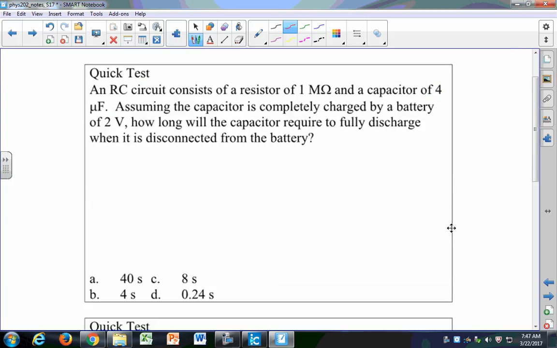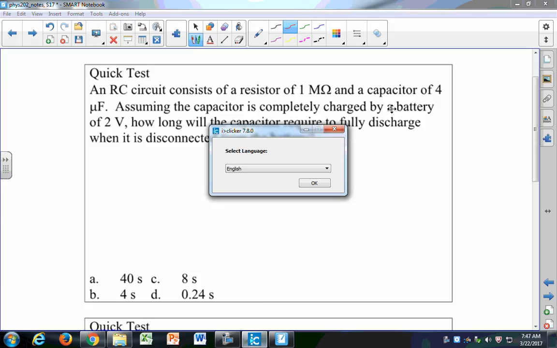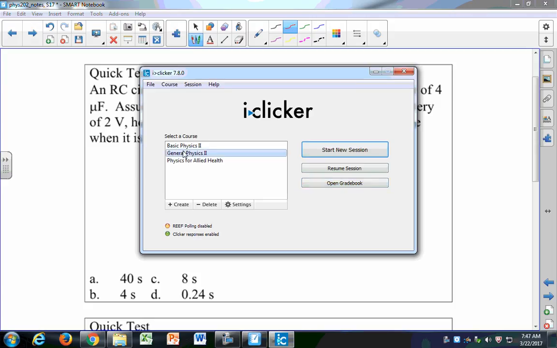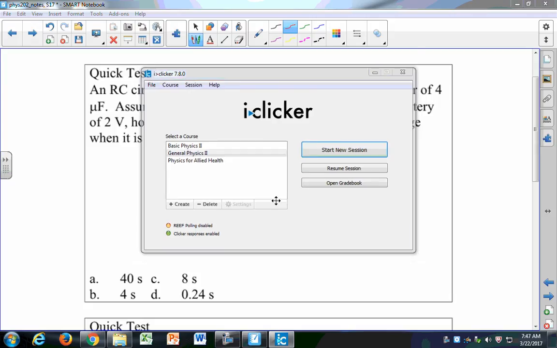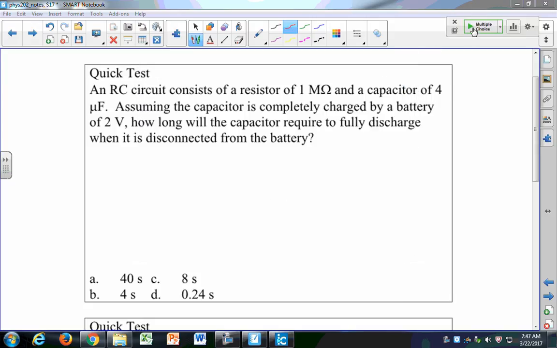All right, let's try this quick test. Here I'm looking for, in this RC circuit, what is the time to fully discharge the capacitor.